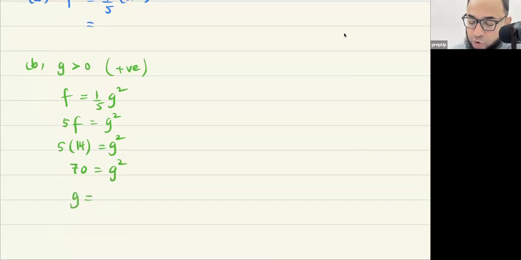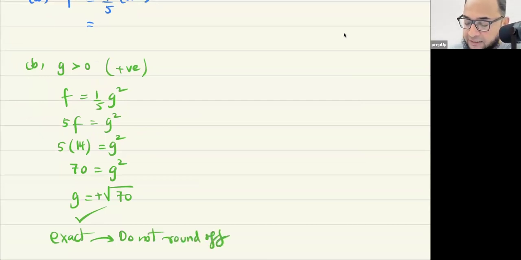Therefore, g comes out to be the square root of 70 with a positive sign. Exact means do not round off. Leave the answer in the square root form. That is what is meant by exact. So that is something very important which you are looking at for the very first time.